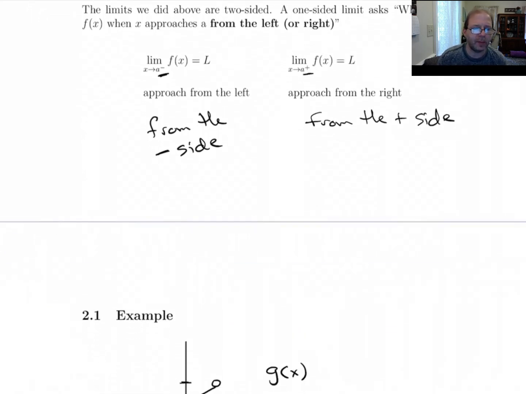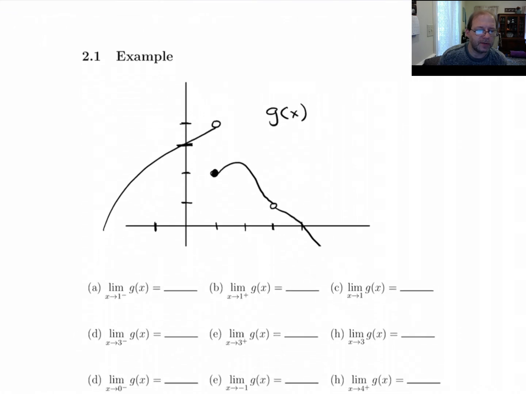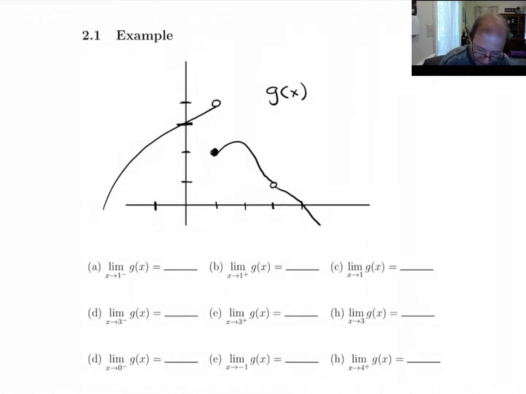So let's look at an example. Here is a crazy looking function, and we've got a bunch of limits written down here. This first one says find the limit as x goes to 1 from the negative side. One way you can do this is you come over here to x equals 1, and you can draw a vertical line through there if you want to. Think of that as a wall.